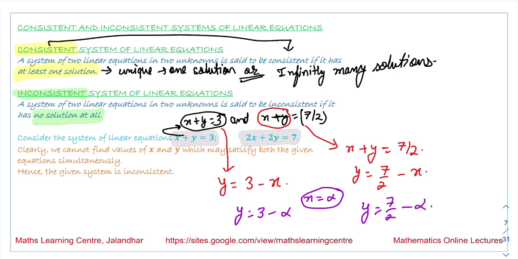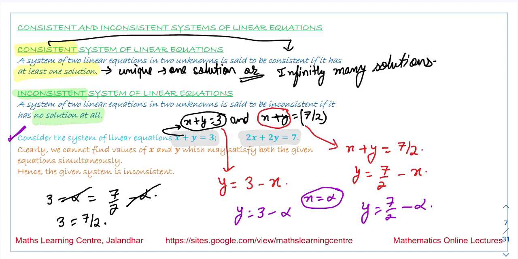Now look at these two values. We are saying the system will have a solution if both these answers are equal. Both these answers being equal means that 3 minus alpha should be equal to 7 by 2 minus alpha. This gets cancelled, so what we get is 3 is equal to 7 by 2. Why am I saying so?